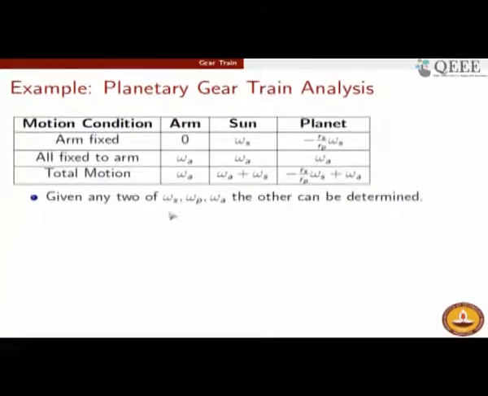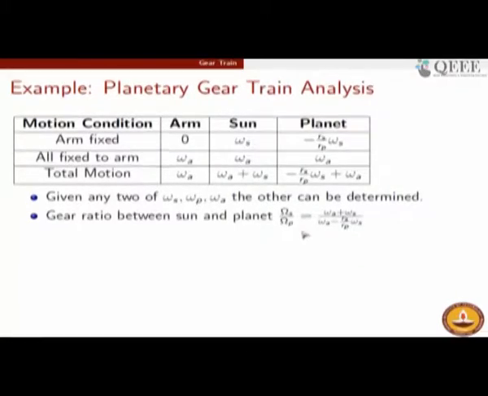Similarly, planet motion is going to be this formula after you determine what is this variable omega a and omega s. So the point therefore is, given any two of these variables, omega s, omega a, or omega p, omega p is this quantity, omega a minus rs by rp into omega s is this quantity. So any of these quantities, if it is given, you will be able to determine the other quantity. So capital omega s by omega p, that means this by that, sun by planet. The total motion of the sun is capital omega s, the total motion of the planet is capital omega p. So the final gear ratio between the sun and the planet, if that is what you are interested in, is this.